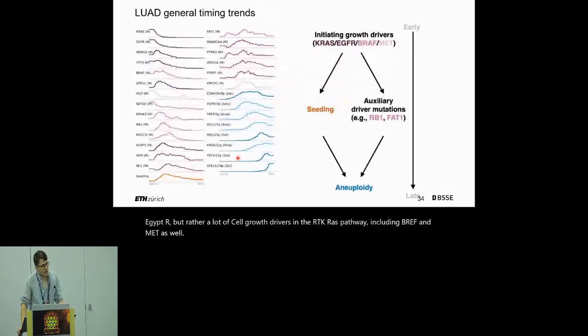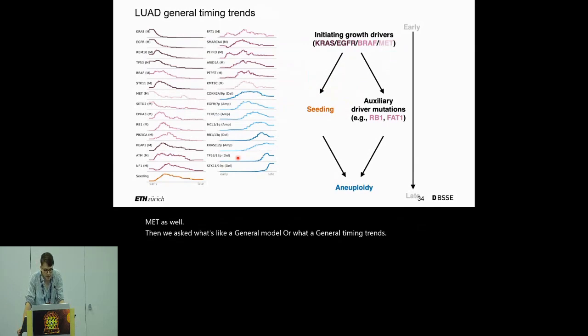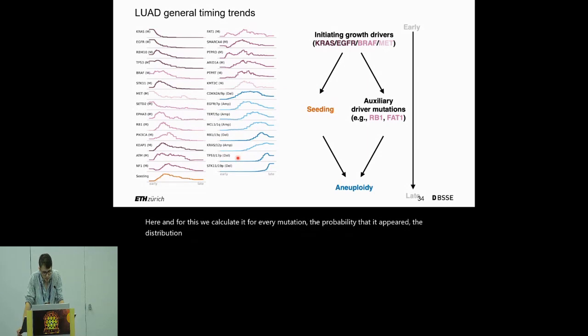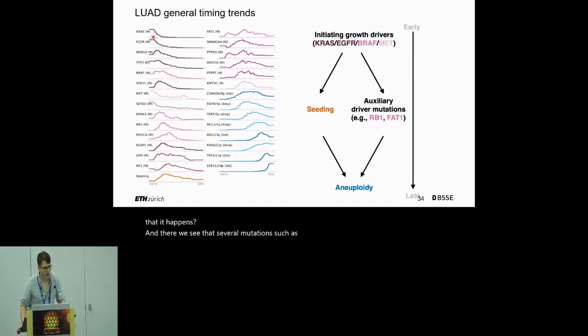Then we asked, what's like a general model, or what are general timing trends here? And for this, we calculated for every mutation the probability that it appeared, the distribution of its arrival time. So when does this mutation happen, given that it happens? And there we see that several mutations, such as KRAS, tend to happen rather early on.